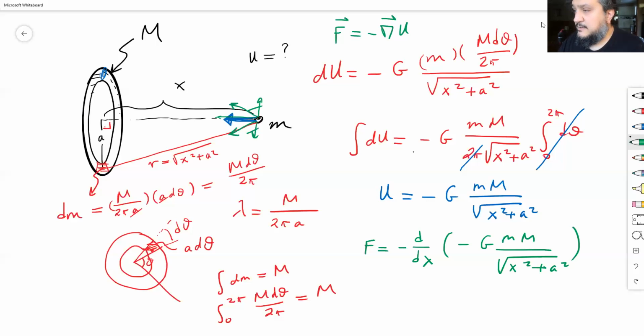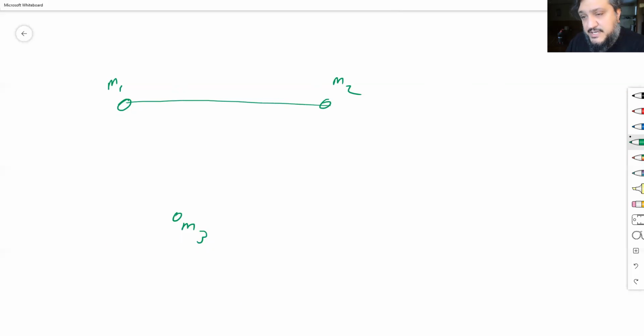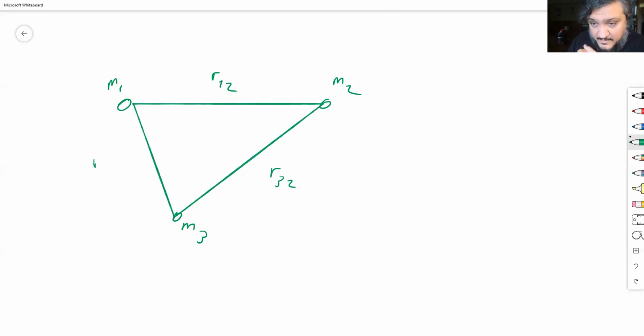One more thing before I wrap this up. What if you had multiple masses? How would you find the potential energy? 1, 2, 3. M1, M2, M3. Then you would have to consider the distances between objects. Call this R12, R32, and R13. And then take the pairs now.